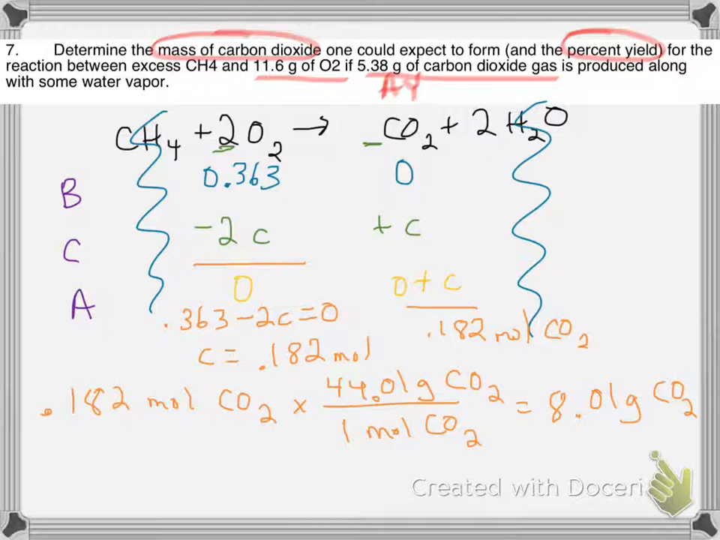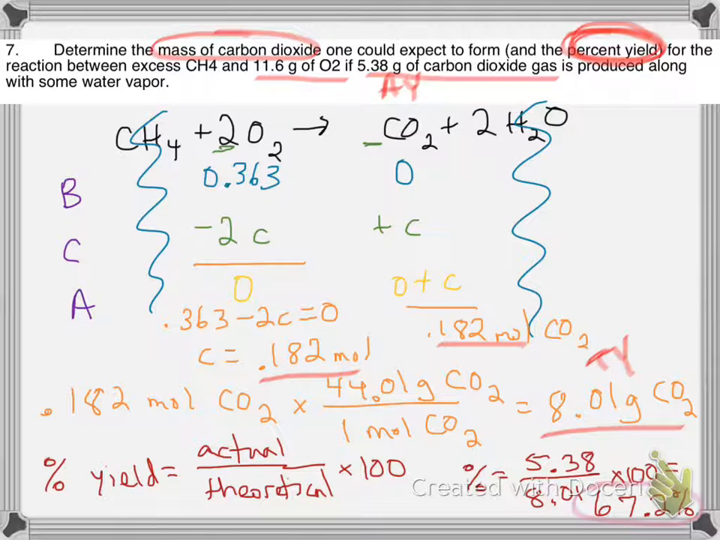So theoretically, we could produce 8.01 grams. So this is our theoretical yield. As you can see, my change was 0.182 moles, which means that my total amount of carbon dioxide formed, 0 plus my change, is equal to 0.182 moles, and then I converted that into grams. Now I need to find my percent yield by doing my actual yield over my theoretical yield times 100. And there is my percent yield. Notice my actual yield was given from the problem, from right there, and then my theoretical yield is what I just calculated, the 8.01.